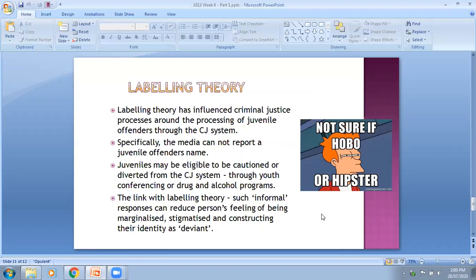Juveniles can be cautioned or diverted from the criminal justice system, so they may not actually go through the gate, but be diverted to youth justice conferencing, which you will cover in depth in forensic psych next trimester. Or diverted to drug and alcohol programs. Okay, so labelling can cause really informal responses that can reduce a person's feeling of being marginalised, stigmatised, and constructing their identity as deviant.